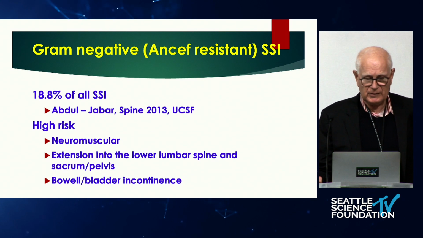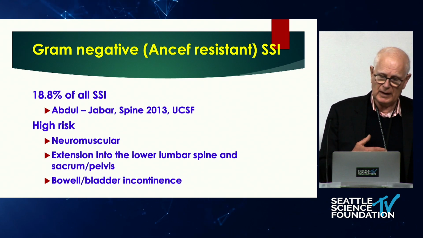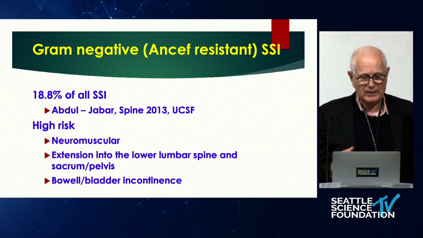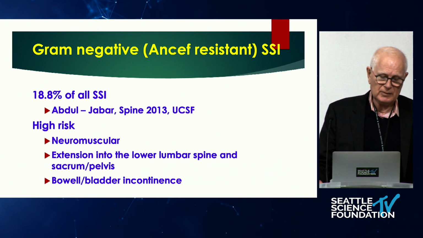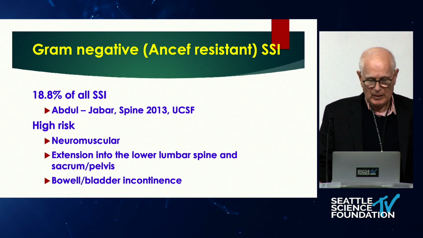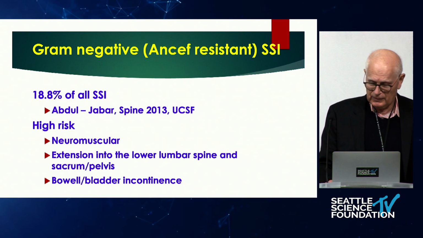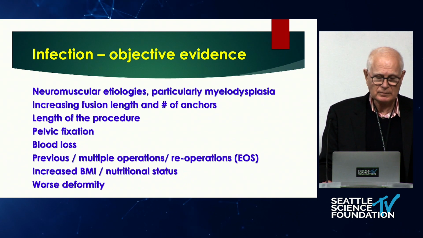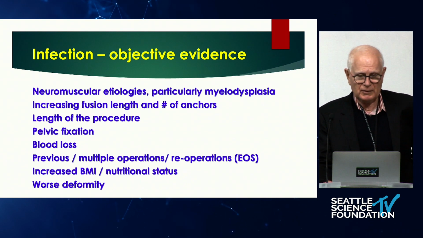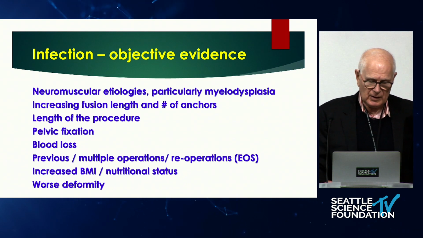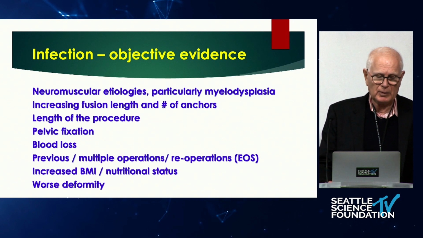Because of that, a lot of these kids have gram-negative organisms, and in the study by Jabbar, Abdul and Jabbar, almost 20% of these children had gram-negative organisms. So what is the objective evidence regarding infection in the pediatric spine?